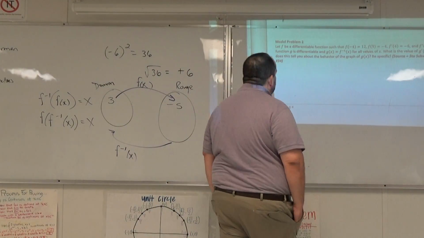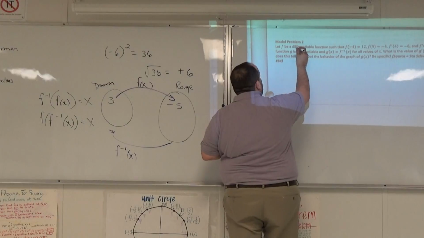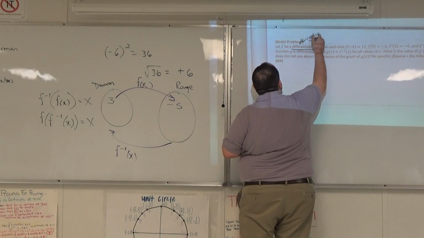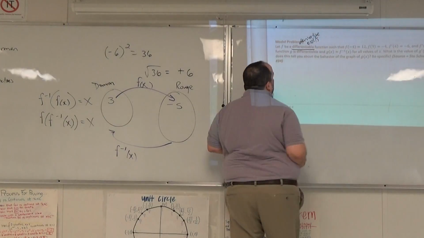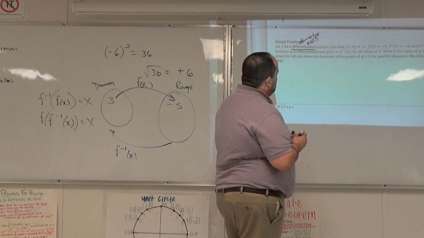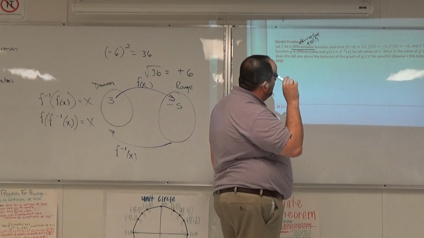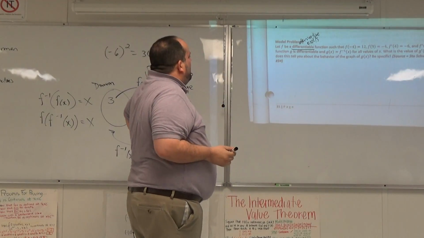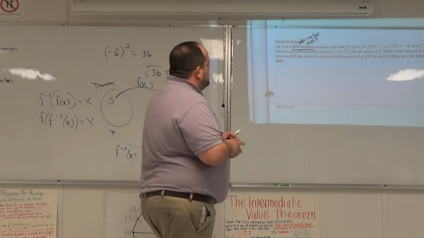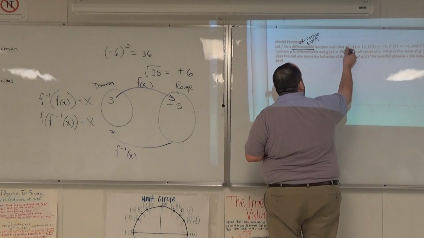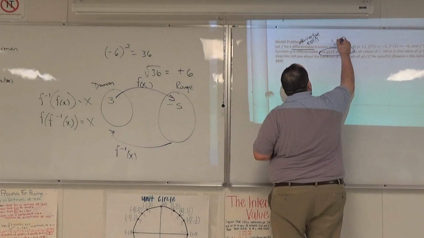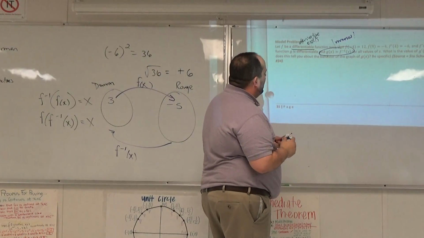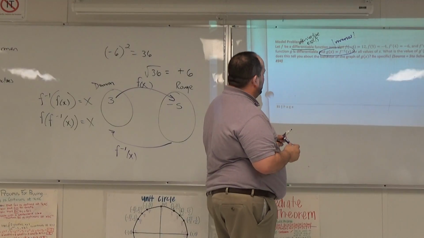Let f be a differentiable function. Differentiable just means derivative exists, such that f of negative 4 is equal to 12, f of 9 is equal to negative 4, f prime of 4 is equal to negative 6, f prime of 9 is equal to 3. Whew. g is equal to f inverse of x. Oh, good. Inverses. Inverses make me happy. What's the value of g prime of negative 4?